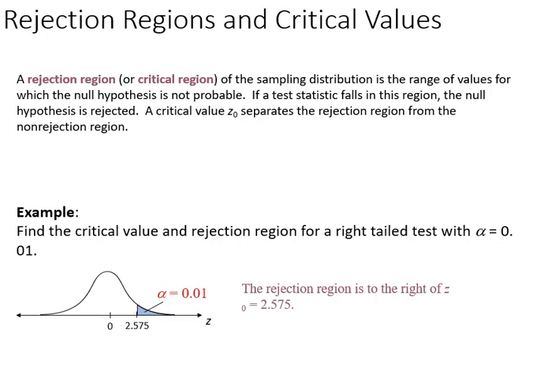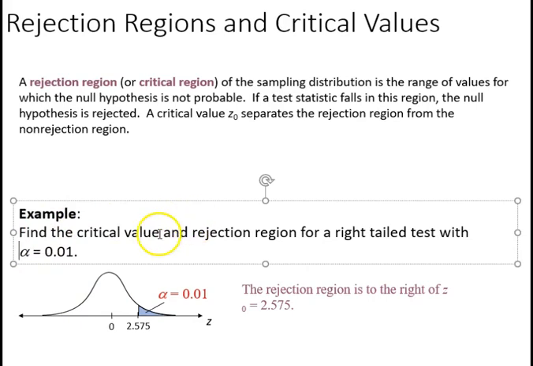That brings us to the concept of the rejection region and critical values. The rejection region, or critical region, is the part of the sampling distribution that includes the range of values for which the null hypothesis is not probable. If a test statistic falls in the region, the null is rejected because it's not probable to be there. A critical value, Z, separates that region from the non-rejection region.